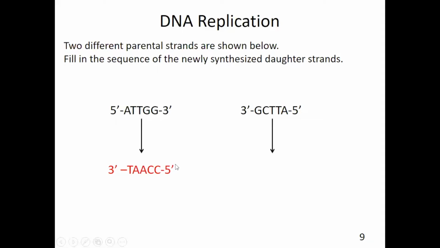Here is the answer for the second example. I put the 3' end here on the left just to mix things up. So hopefully you put the 5' end of the new strand here on the bottom, and then follow those base pairing rules so that G and C always pair together and T and A always pair together.